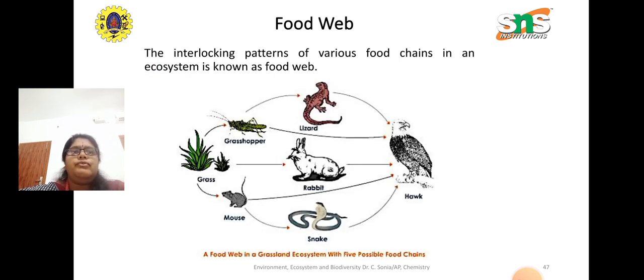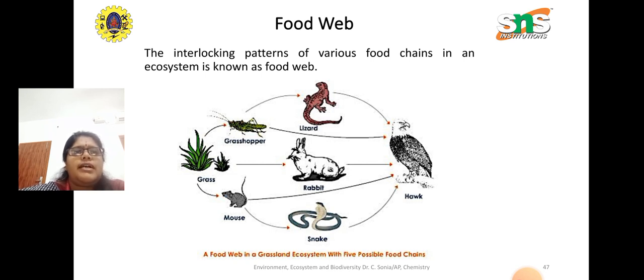So, what is a food web? That is also important to know. The interlocking patterns of the various food chains in an ecosystem is known as the food web. See in this picture, you can see a food web in a grassland ecosystem with five possible food chains.